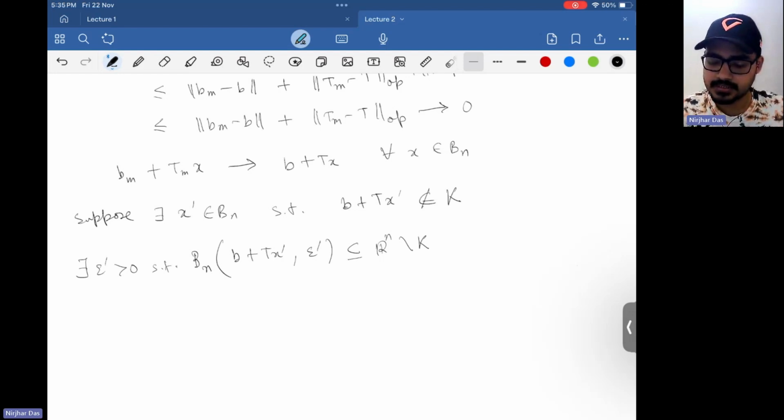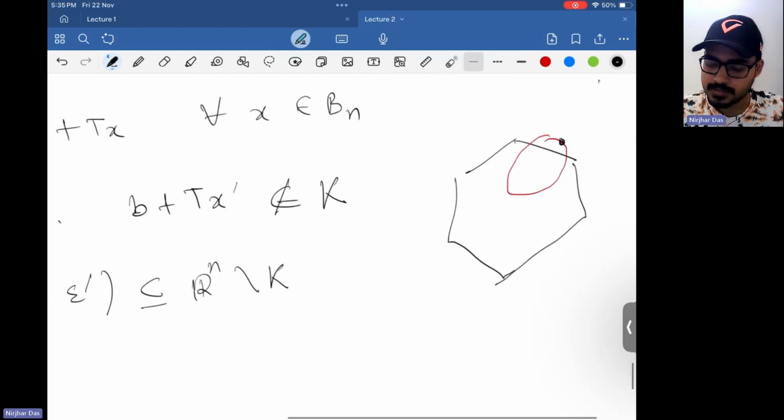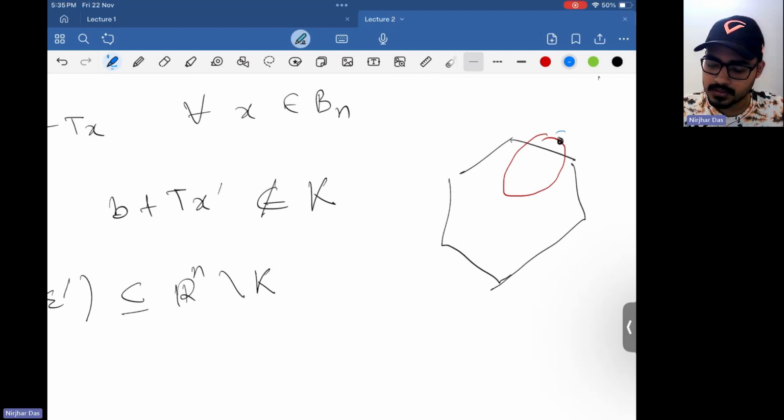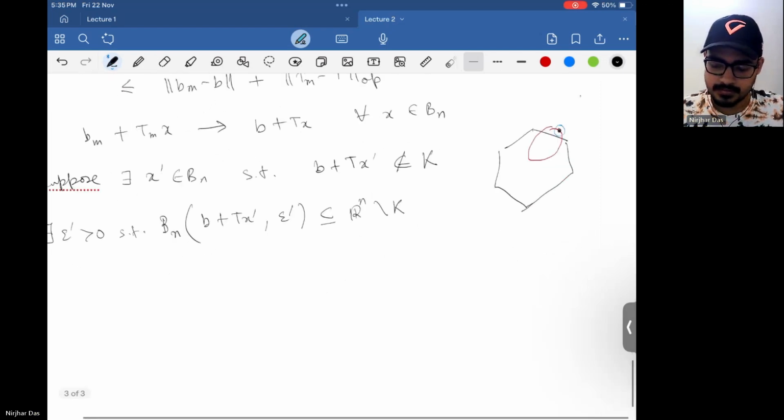So imagine this, basically the diagram is, you have the convex body, something like this, and you have an ellipsoid that slightly goes outside, right? Then you would have a point here, whose epsilon ball, there exists a small ball around this point such that the whole ball lies outside the convex set. So therefore, we have that.